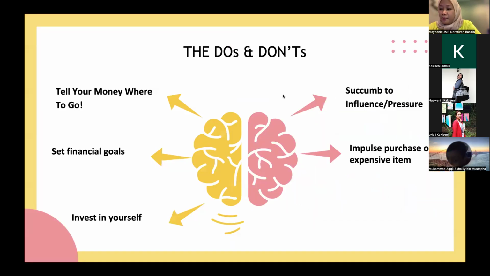Okay, next. There are actually three do's and two don'ts that we will go through one by one. First is to tell your money where to go, then set your financial goals, then invest in yourself. And don't ever succumb to influence or pressure, or make impulse purchases on expensive items.